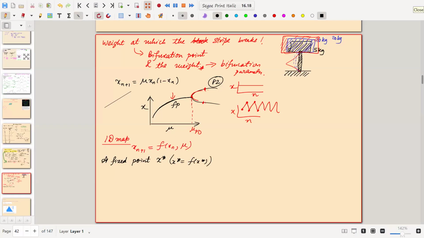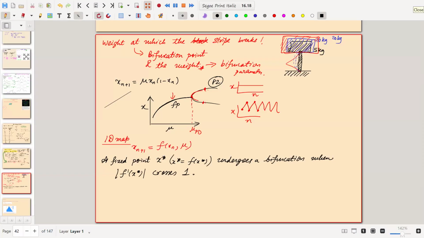A fixed point undergoes a bifurcation when the absolute value of the derivative at the fixed point crosses 1. When the absolute value of the derivative crosses 1, in one-dimensional maps. Because in a one-dimensional map, you have nothing but the derivative.